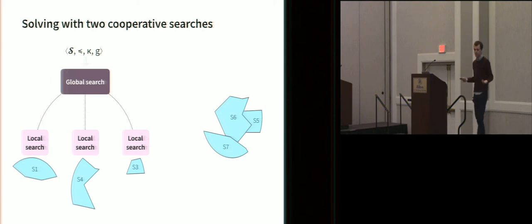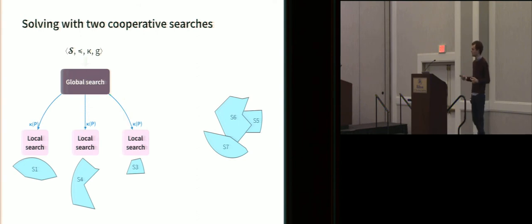Now let's suppose that later on, one of the local searches discovers that the sketch S3 is satisfiable. There is a program in that sketch that satisfies the spec. We'll call it P. Again, we're going to send that solution to the global search. Now the global search is going to broadcast this information to all of the local searches. And in particular, it's going to broadcast the cost of this solution.